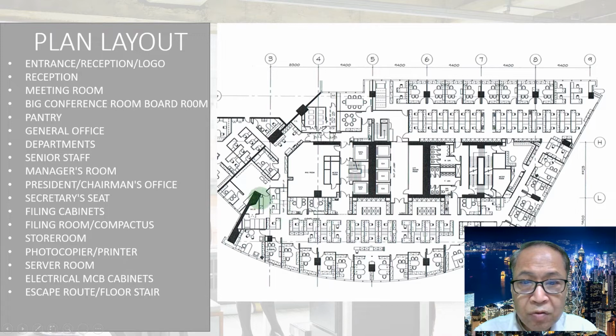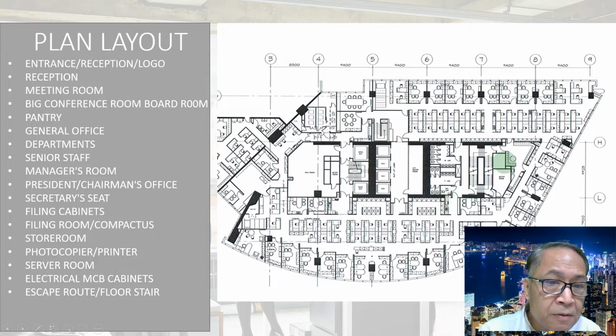Sometimes they say in the storeroom, the stationery room, the server room, the MCP cabinet, the electrical MCP cabinet, required cabinet, escape route for stair. This is the escape route you see here. This is the escape stair. You got an escape route here, and then also an escape route here. This is the escape route. Fire escape route to the stair here. You see this stair, you go to the upper floor, and the upper floor people going down from this stair.